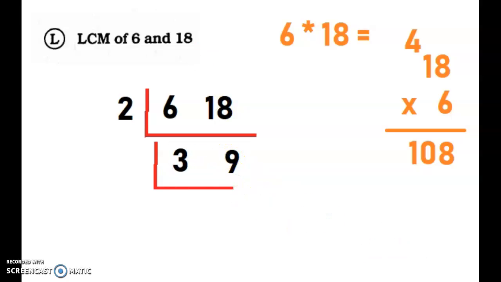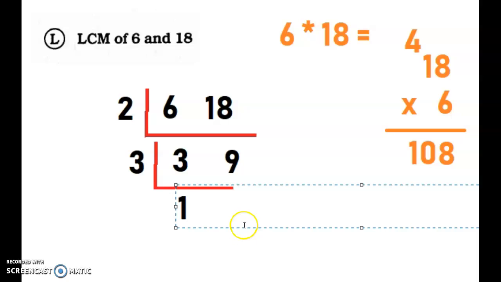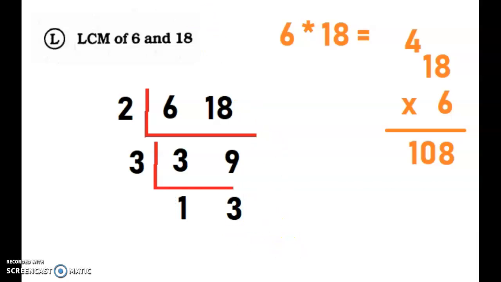Alright, here we go. 3 and 9. So now what number goes into 3 and 9? Can I divide them by 2? No, they're odd numbers. Can I divide them by 3? Yes, I can, right? 3 goes into 3 one time. 3 goes into 9 3 times. So now I'm back to making my next step in my ladder.